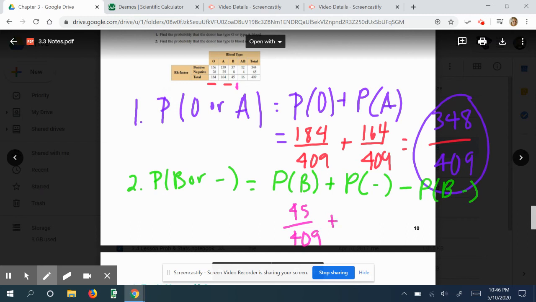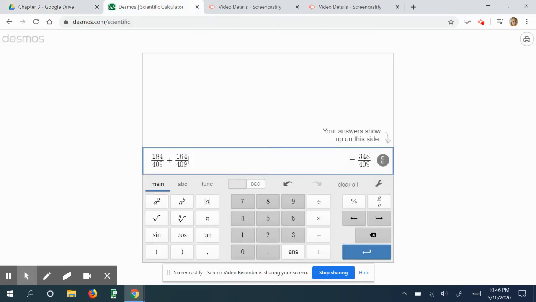plus the probability of negative. Now we can look over on the side. Probability of negative is 65, so 65 out of 409. And you'll notice B is here, negative is here, and there's one little spot, that 8, that is B negative. So we're going to subtract that 8 that's been double counted. Let's go to our calculator: 45 out of 409 plus 65 out of 409 minus 8 out of 409. And we end up getting 102 out of 409.